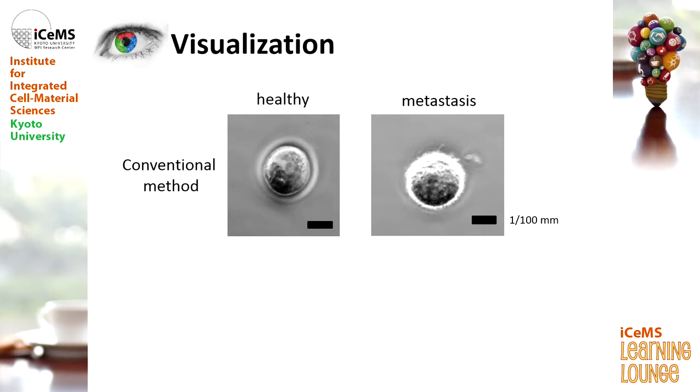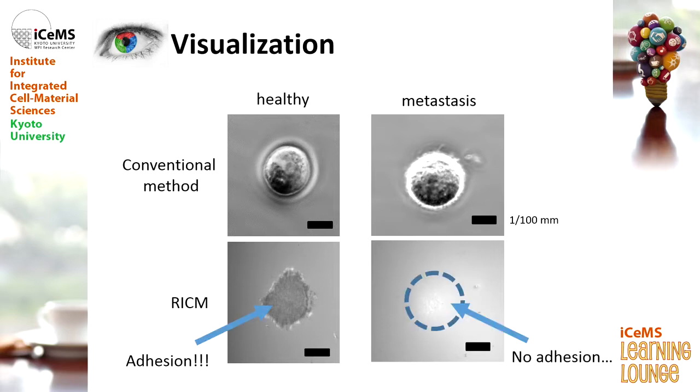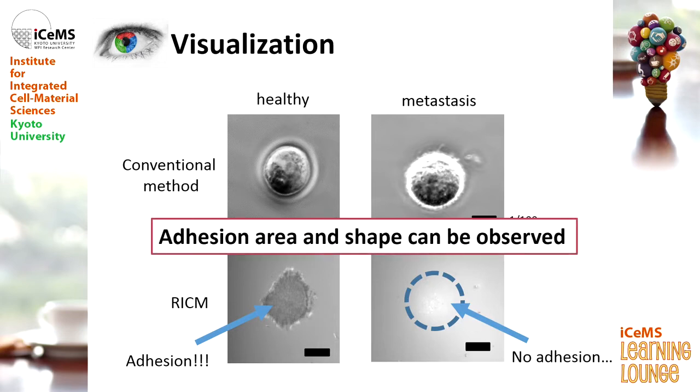But by observing these with RICM, it's pretty much different. From the healthy cell, you get these kinds of dark patches, while metastasis cells show almost no change in contrast, which means that the healthy cells are sticking strongly to the substrate, while the metastasis cells are not. It's almost floating from the substrate. So by this technique, you can visualize where the adhesion is occurring and how big the adhesion is. So this is how to visualize it.